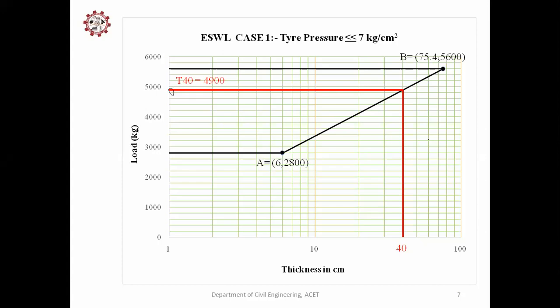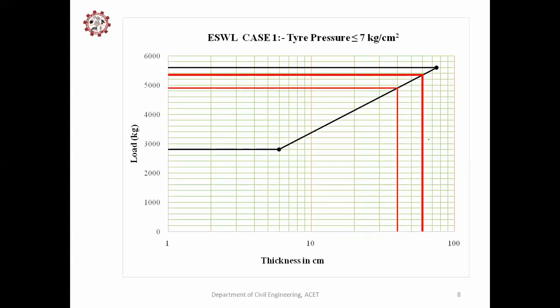So next is thickness for 60. So for 40 and for 60 we are calculating. 40 we have already shown, so 60. Again you have to project the 60 line on the line AB and just project it on the loading axis. So you will get the ESWL loading for 60 thickness. So this we are getting 5350 kg.